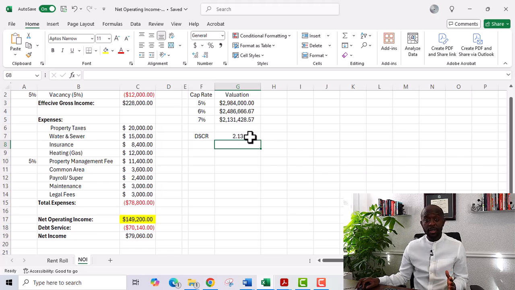Now, generally speaking, the higher the debt service coverage ratio is, the less risky the loan is. The lower the debt service coverage ratio is, the riskier the loan is. And that's from a lender's perspective. Generally speaking, the debt service coverage ratios you see in the market, depending on the interest rates and depending on where the market is at, most lenders are going to want to be above a 1.1 debt service coverage ratio.